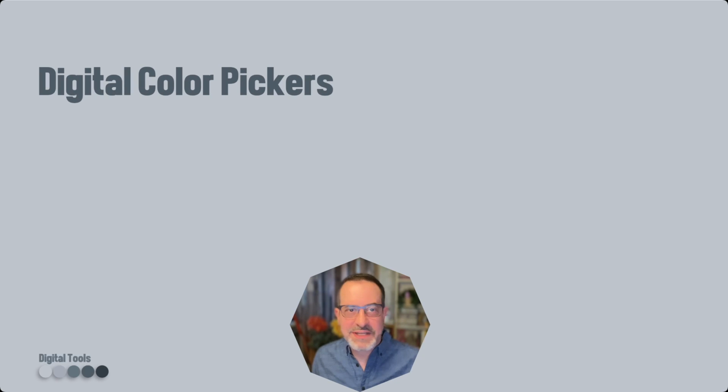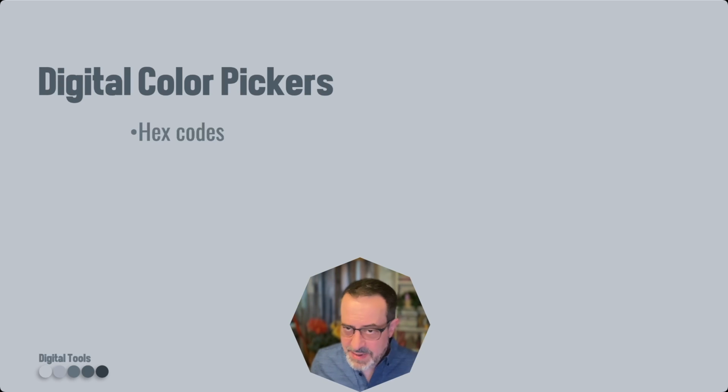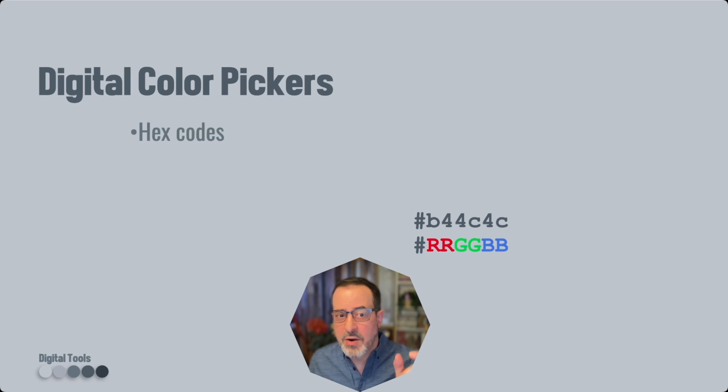Digital color pickers. These are the tools that we use in various software that allow us to choose particular colors. I talked about hex codes. I've mentioned it a bit. What are hex codes? These are numerical values for individual colors, right? Here's one, for example. You have the pound sign and then 6 characters, letters and numbers. And what those really are is 2 characters for the red, 2 characters for the green, and 2 characters for the blue. And many, many colors can be represented with this type of code.